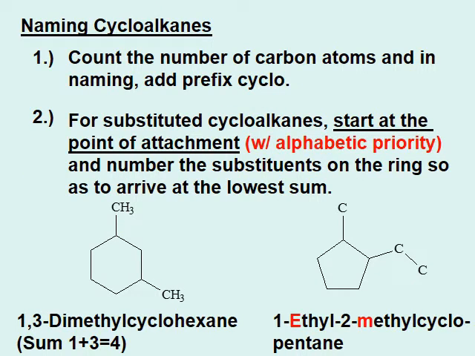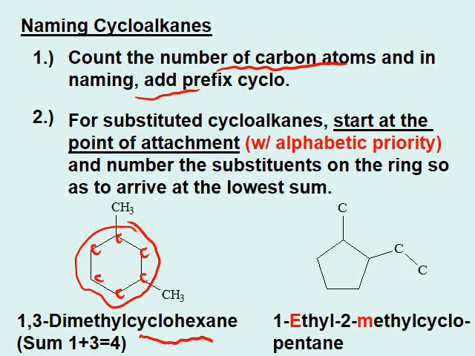Now, naming of cycloalkanes. First, you need to count the number of carbon atoms in naming and use the prefix cyclo. For example, if you look at the example on the left-hand side, first I'm going to count the number of carbons in this ring compound. Each corner has a carbon. So 1, 2, 3, 4, 5, 6. With 6 carbons, normally you'd call it hexane if it doesn't form a ring, but in this case it formed a ring, so we'll call that cyclohexane.